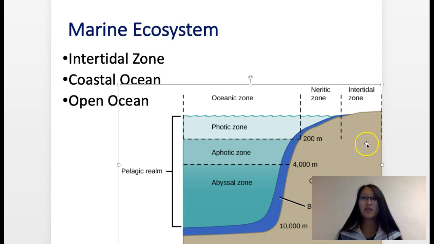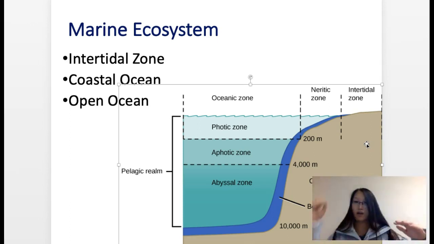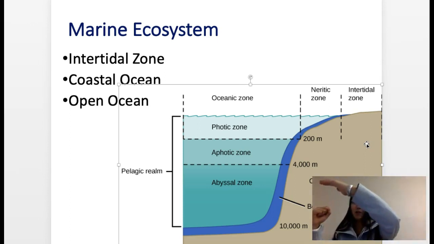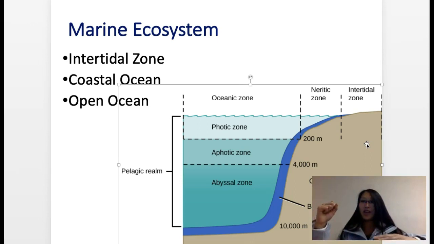So the intertidal zone is right by the shore. And what's special about it is, if you think about tides, right? Tides have a high tide and a low tide. During high tide, there are organisms that live in the intertidal zone, and they're submerged in water. So we have this little organism, and during high tide it is in the water. But during low tide, it will get exposed to air and it's no longer in the water. So this is what's special about the intertidal zone.